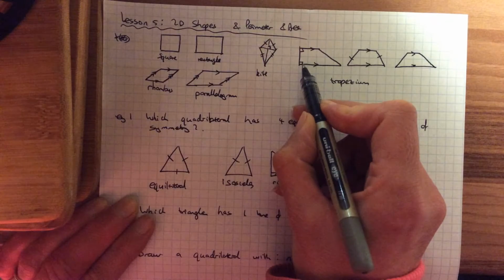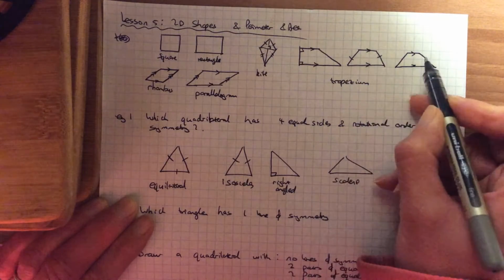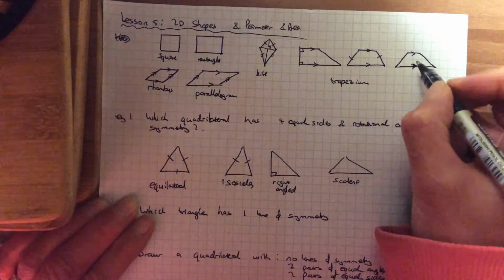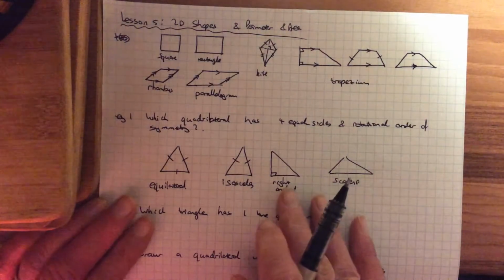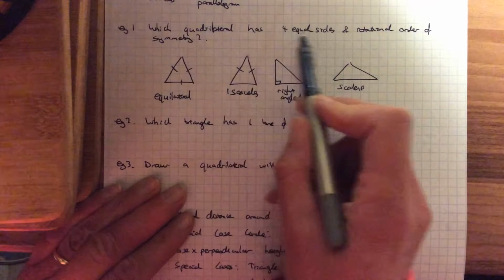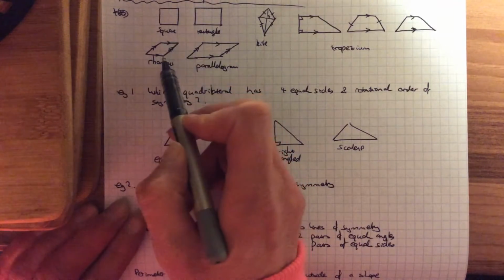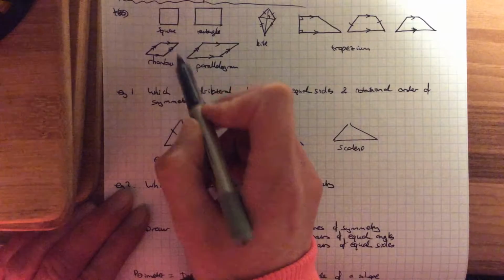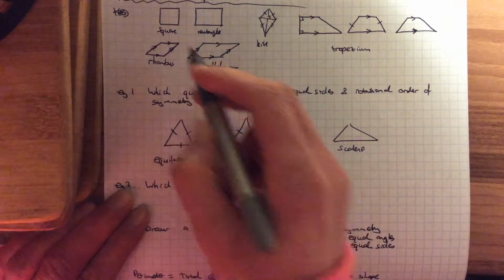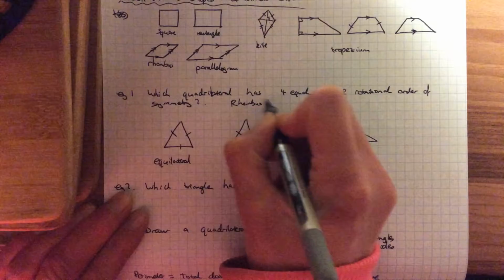It is a right angle trapezium. This is an isosceles trapezium, and this is just an ordinary trapezium. Trapezium must have one set of parallel lines. So example 1 here. Which quadrilateral has 4 equal sides? So it's either the square or the rhombus. Rotational order symmetry 2. That's going to be the rhombus because the square's got rotational order of 4.